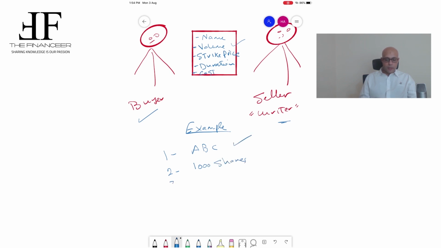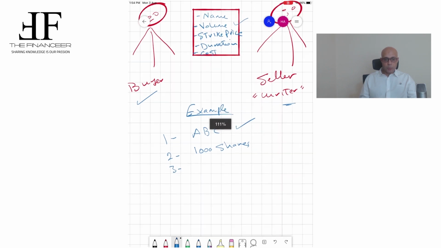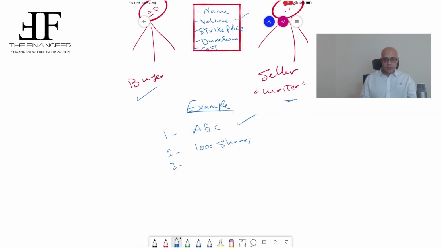The third information is the strike price, and we are going to assume that the strike price here is $55. The fourth information is related to the duration. I'm assuming that it is 30 days from the date of the purchase of this contract, so it is 1 month from purchasing this contract. And the last information is related to the cost that this buyer is going to pay to the seller to purchase this contract.